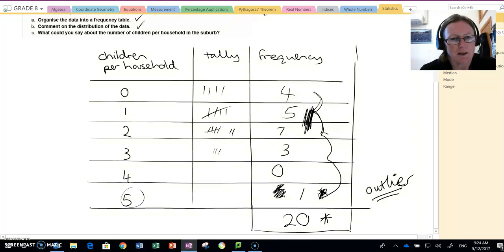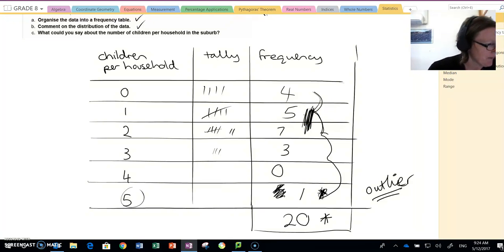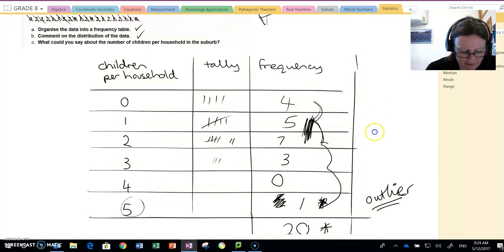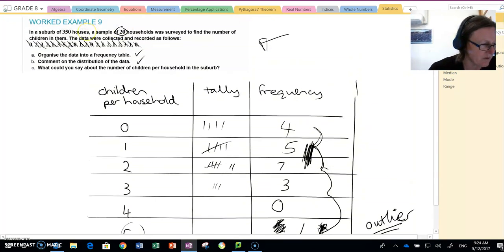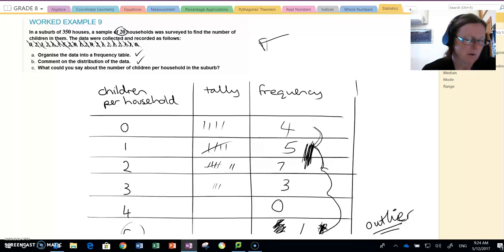So what would you say about the number of children per household in the suburb? The sample is a reasonable 20 out of 300, so it's an appropriate size, and it would probably reflect the characteristics of this population. So it'd be reasonably safe to say that most houses in the suburb had 1 to 2 children.